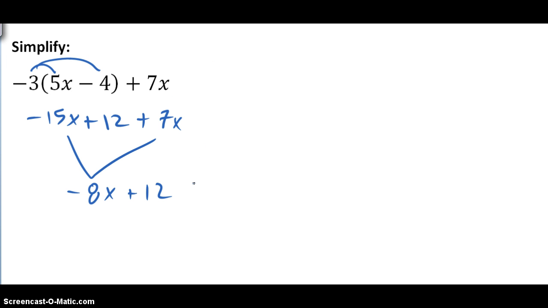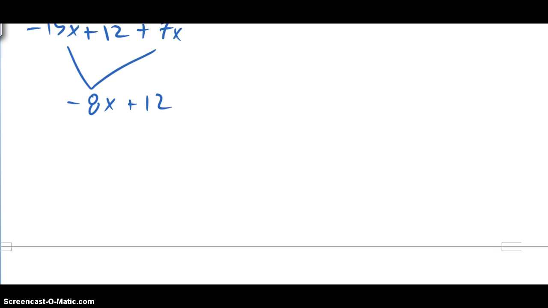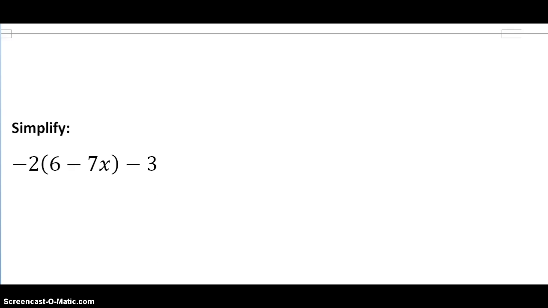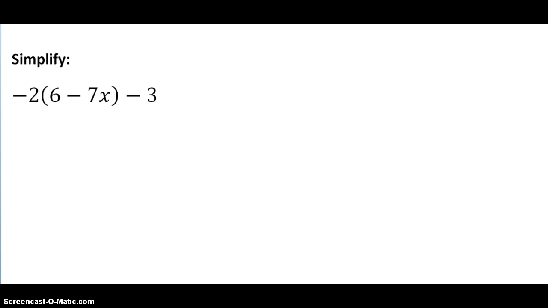Now it's your turn to try to simplify something that looks like that. Go ahead and pause the video and simplify this. When you unpause, it will be simplified for you. Okay, pause now.